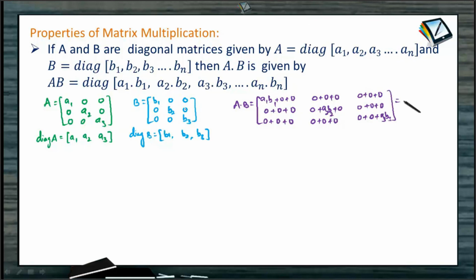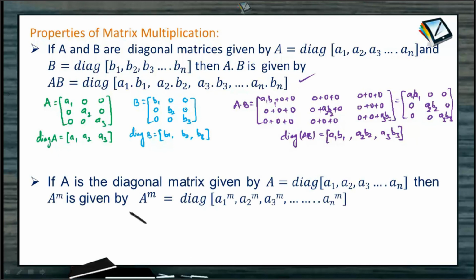So how is this matrix? Yes, this is again a diagonal matrix having A1 B1, 0, 0, 0, A2 B2, 0, 0, 0, A3 B3. Now how are the entries here? The product of the two diagonal elements of A and B are present at the diagonal places. So can we write the product as diagonal AB, which is given by the first diagonal entry into the first diagonal entry of the second matrix, A2 into B2, A3 into B3, right? That's what this result says.